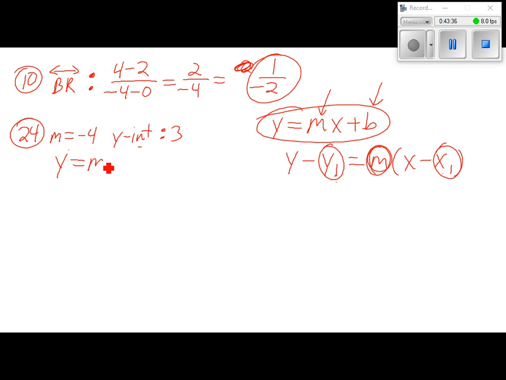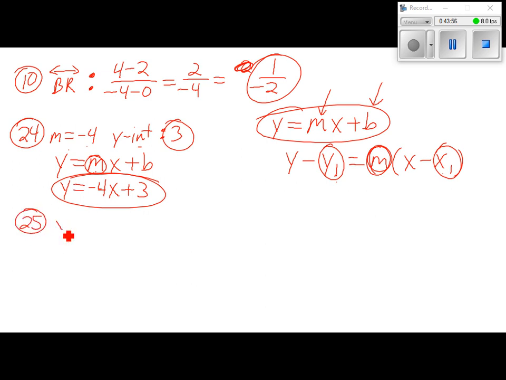Y equals mx plus b. In place of m right here, we're going to stick in -4. So y equals -4x. In place of b, we're going to stick in 3. That's our equation. That's all you had to do on that one. 25 is the same kind of idea. Y equals mx plus b. They tell us m this time is 3, so in place of m, I'm going to stick in 3. In place of b, they tell us it's a -8, so you just put -8. That's our equation on 25.